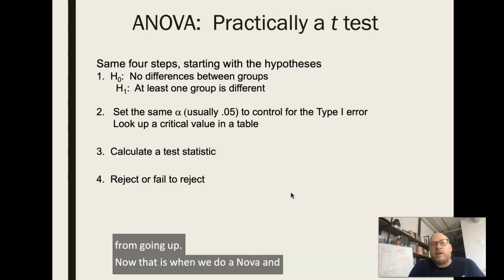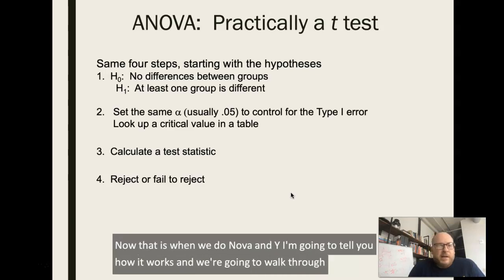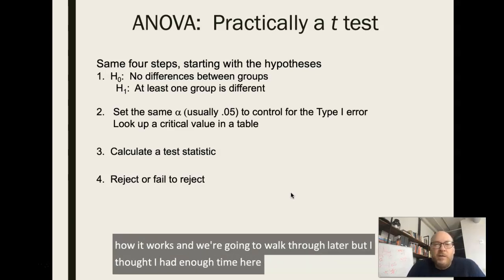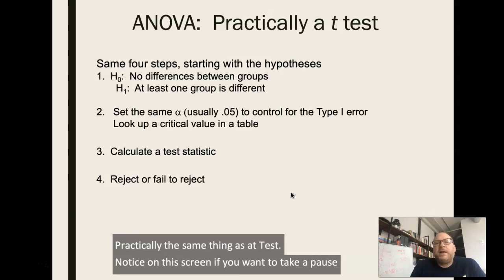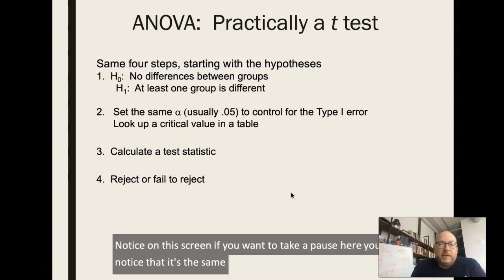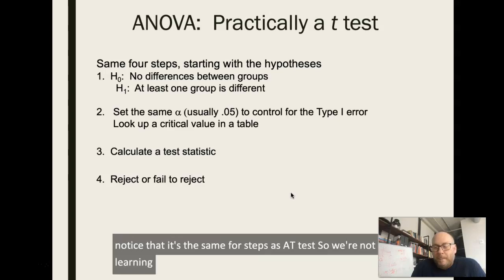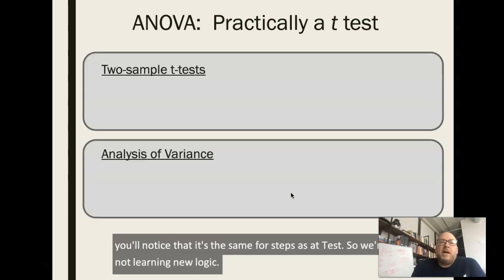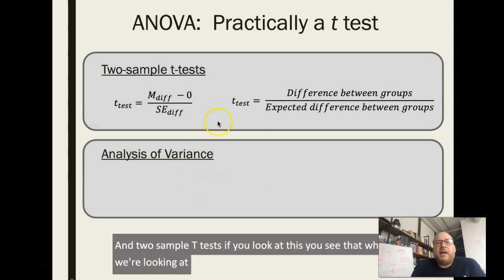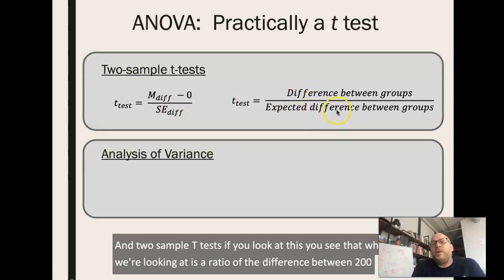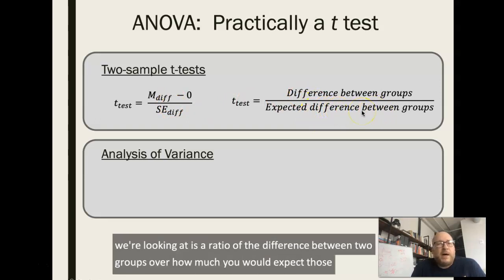I'm going to tell you how it works, and we're going to walk through it later, but I thought I had enough time here just to say that ANOVA is practically the same thing as a t-test. Notice on this screen, if you want to pause here, that it's the same 4 steps as a t-test, so we're not learning new logic. In 2 sample t-tests, what we're looking at is a ratio of the difference between 2 groups over how much you would expect those groups to differ if the null hypothesis is true.